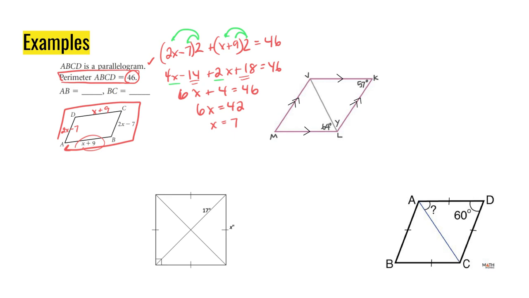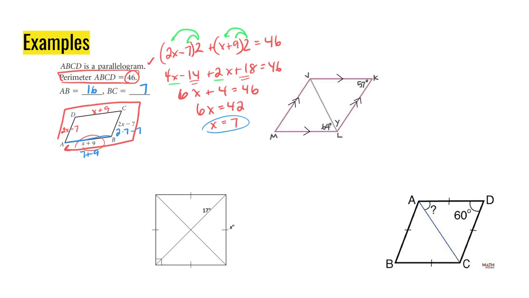I'm not done yet. They asked me to find the length of AB. So I need to plug in the x equals 7 that I found to find out that AB equals 16. And on BC, I'm going to do 2 times 7 minus 7. That's 14 minus 7, and I get that BC equals 7.